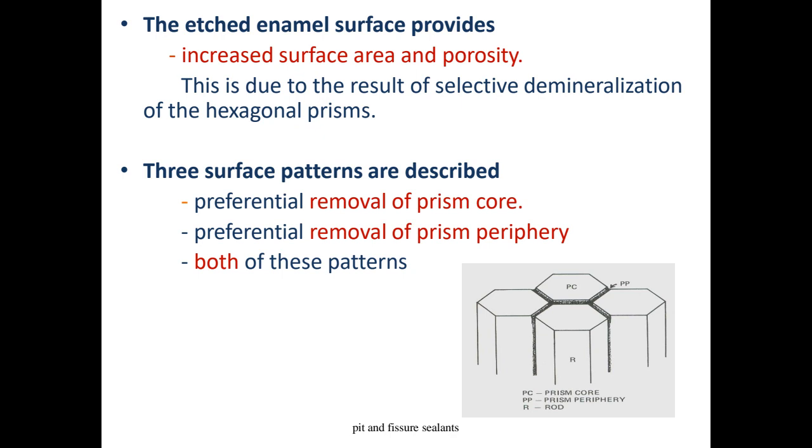What are these surface patterns? If you see the hexagonal prisms in the picture, the center part is called the prism core and the borders are called the prism periphery. The three surface patterns are formed by preferential removal of the prism core, preferential removal of the prism periphery, or a combination of both. Based upon this, there is selective demineralization of the hexagonal prisms.